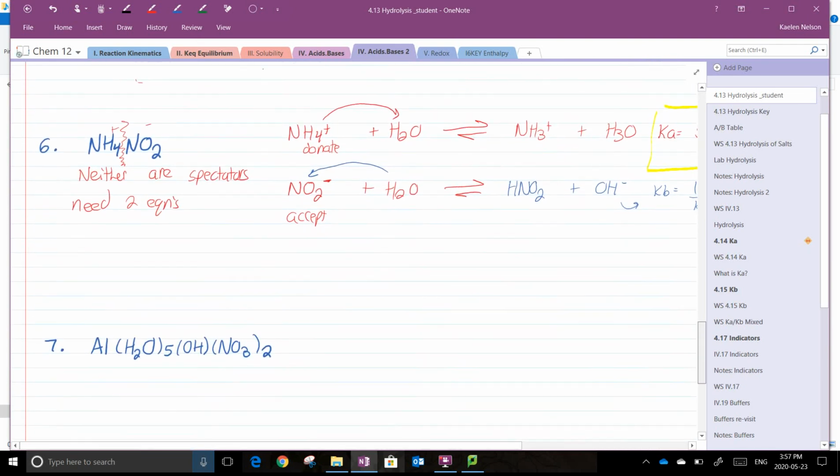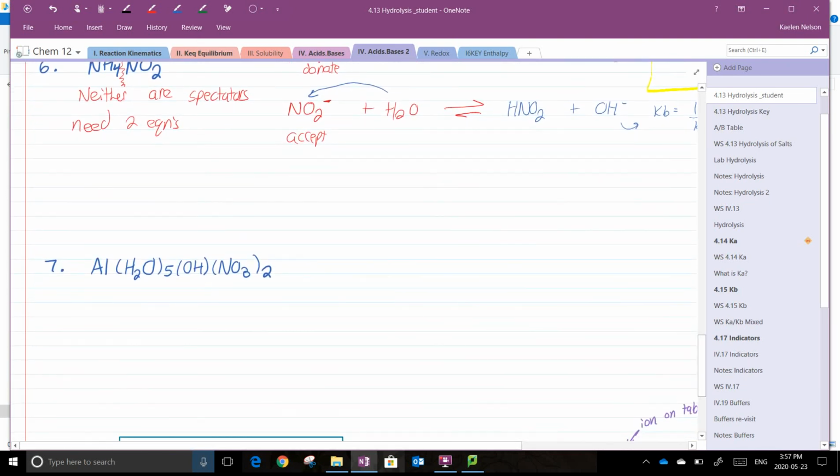And one last here to deal with the weird aluminum ion. In this example, here's my aluminum, here's hexaaqua. This is a spectator, NO3, which means really what I'm dealing with is Al(H2O)5(OH)2 plus H2O. So before I write this, I'm just going to take you back to your table and show you why I have OH2 plus.